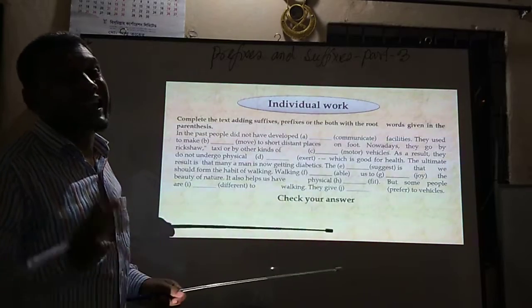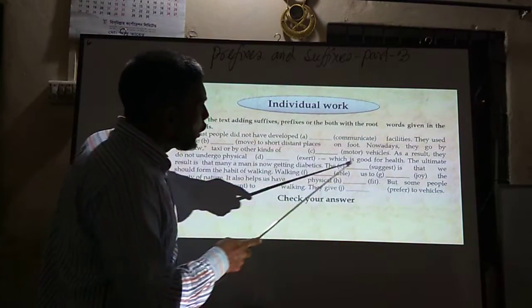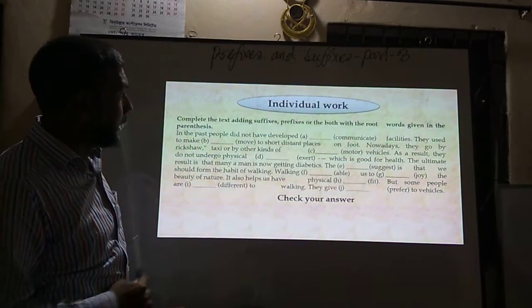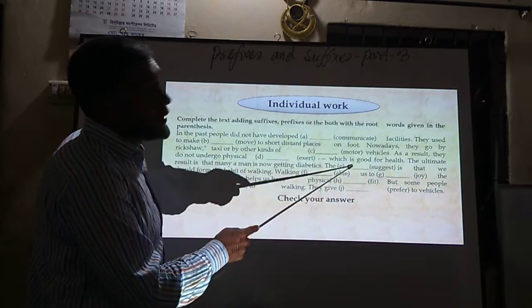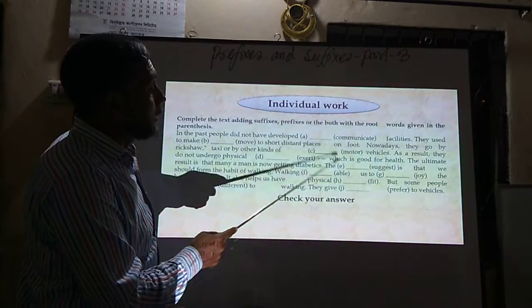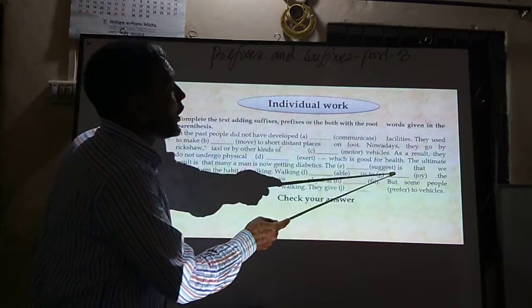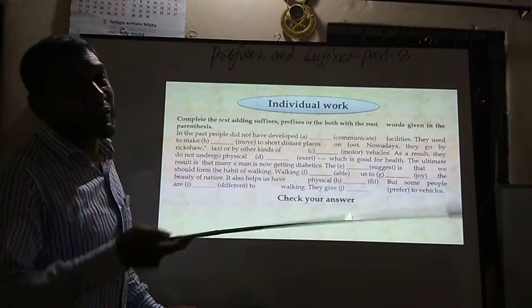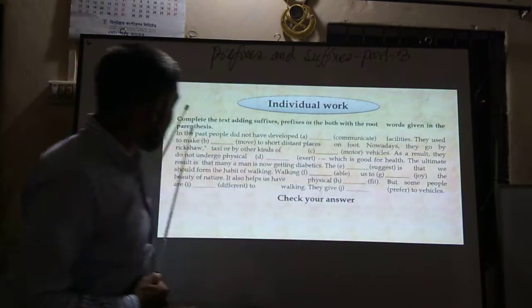It will be exertion, which is good for. And number E. I told you this place is for noun, because after the a noun must be used. So what is the noun form of suggest? Suggestion. Then my answer will be correct.